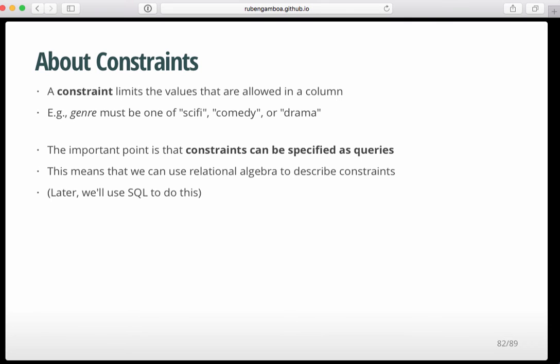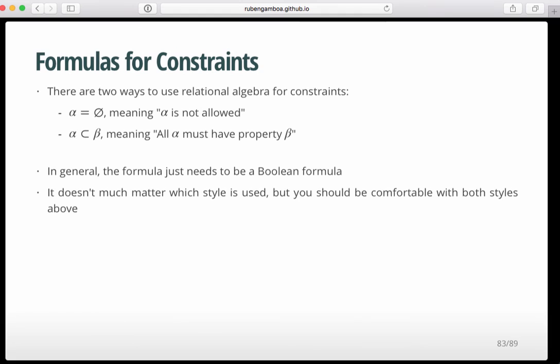So here we have genre. It needs to be sci-fi, comedy, or drama, okay? We might have the year has to be greater than 1900, right? Lots of little things that allow you to specify this. The thing that you should really understand is that you can always specify a constraint as a query. So if you want a constraint language, really what you need is a query language, which we already have, okay? So we'll use relational algebra to do it. Later, when we use SQL as our query language, we'll use SQL to describe constraints too, okay?